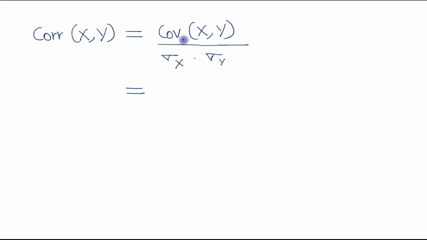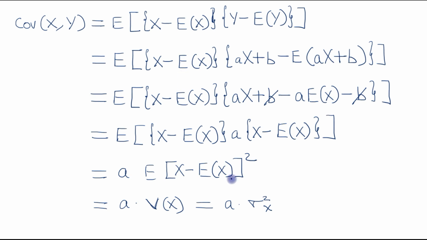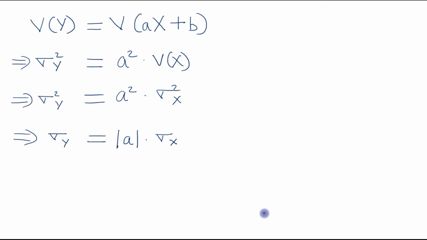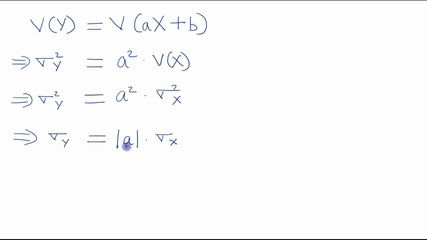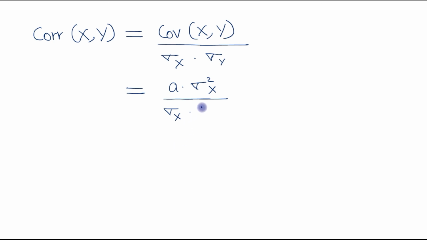We have found out the covariance between x and y as a times sigma square x. So we will write a times sigma square x whole upon sigma x will be written as it is times sigma y is absolute value of A times sigma x. So we will write absolute value of A times sigma x.